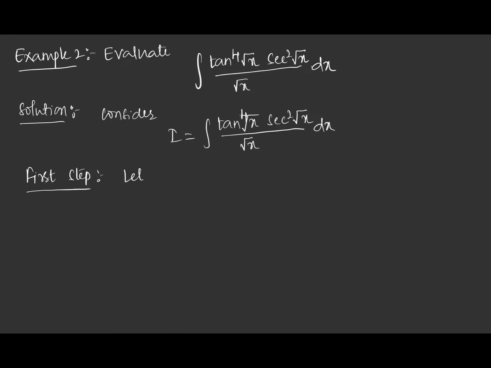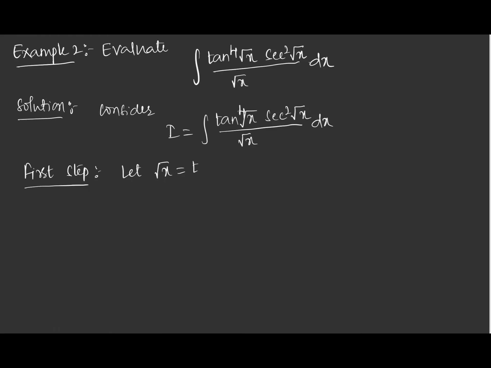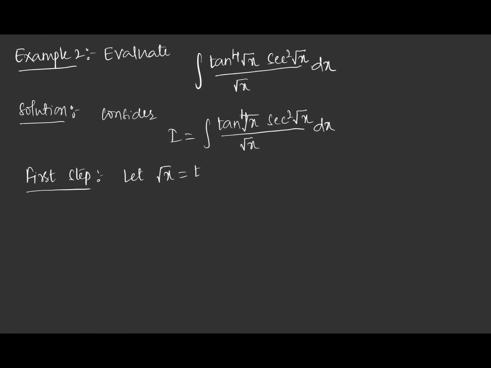So let us take root x as some transformation t. On differentiating this we will get 1 by 2 root x into dx is equals to dt. Root x differentiation is 1 by 2 root x. So here, on sending the 1 by 2 to the RHS, it will become 2 times dt.